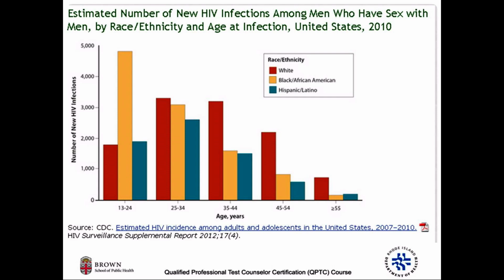When we look at age group, HIV tends to predominantly affect young adults, in their 20s and 30s. You can see here the major risk groups are between 13 and 24, 25 to 34, with another slight bump into the 35 to 44 age group.